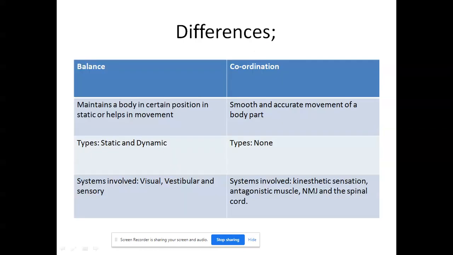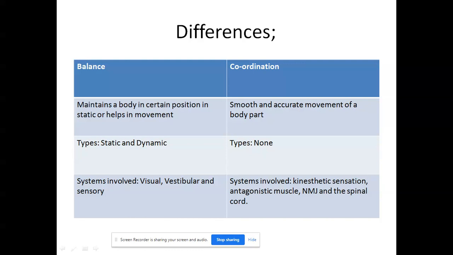Coming to the differences. Balance is nothing but maintenance of a certain body position in that particular position, let it be static or dynamic, let it be a stagnant position or when the body is moving. Whereas coordination is nothing but smooth and accurate movement with a purposeful nature, that is movement of a body part which is smooth and accurate in a purposeful manner. Types of balance: static and dynamic, whereas coordination has no types. Either it is in coordination or it is not.